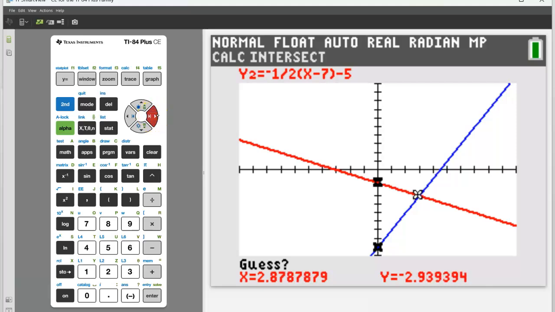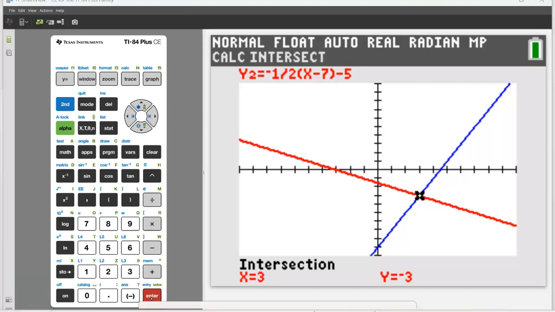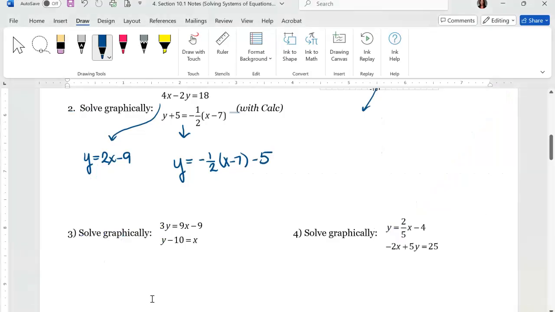So I'm just going to put this close, and then it's really important that you make sure and hit enter a third time. If you don't hit enter when it says guess at the bottom, then you're not actually getting the intersection point. So there it says intersection 3, -3, which is what we already knew, but this was just about the calculator keystrokes. All right, so let's give this a try with a different one. So again, that was 3, -3.